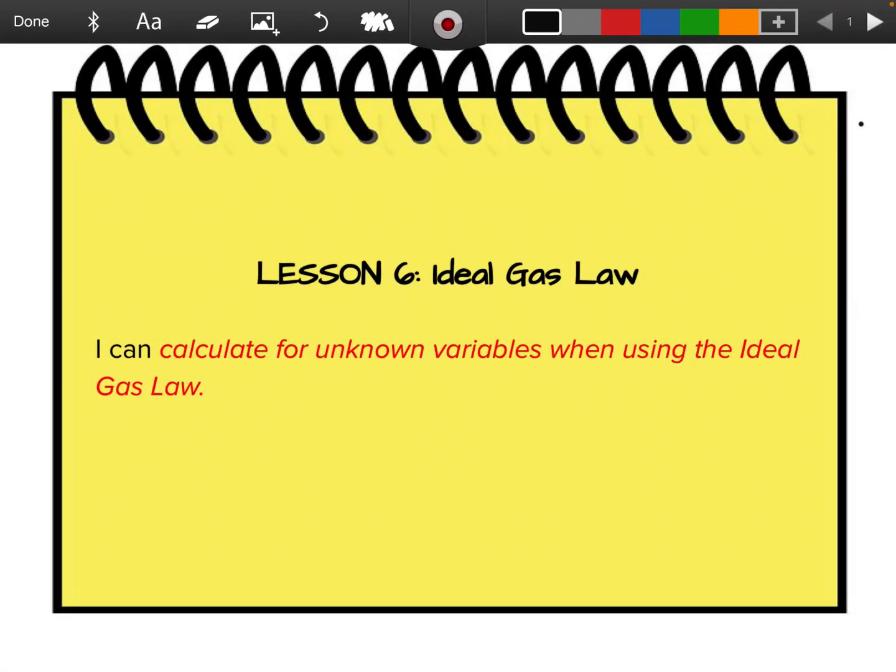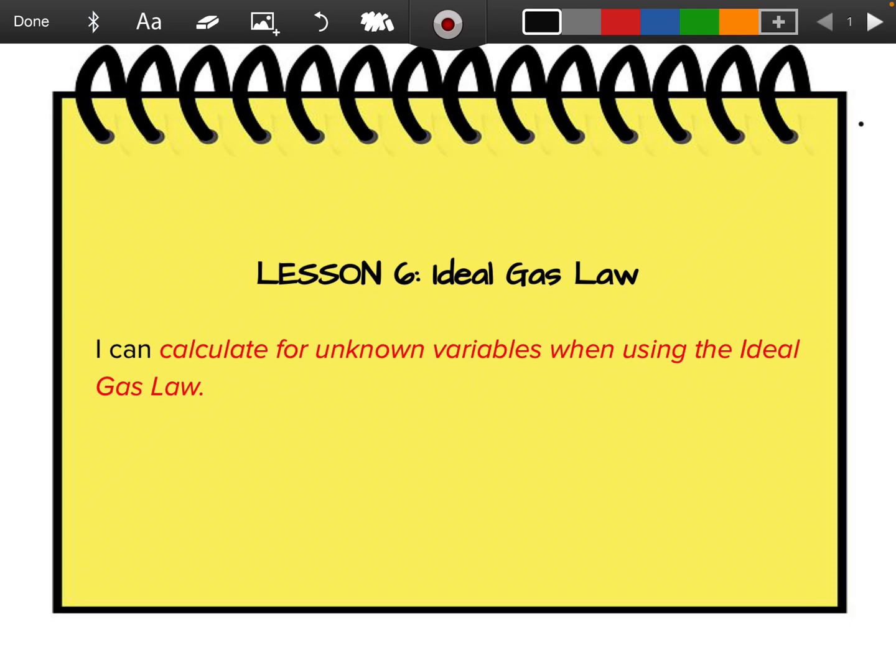The notes for Unit 6, Lesson 6 will cover the ideal gas law. So this is the fifth law and the final law that we will cover this unit. So again, we have Boyle's law, Charles' law, Guy-Lussac's law. We have the combined gas law, and now we have the ideal gas law.